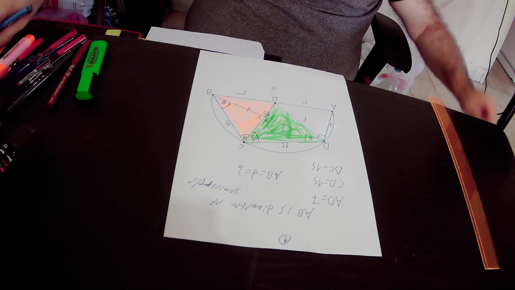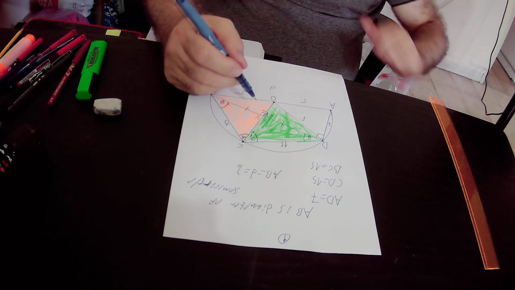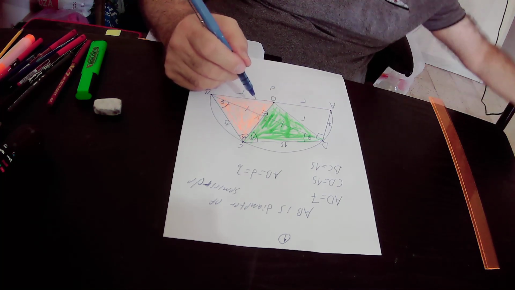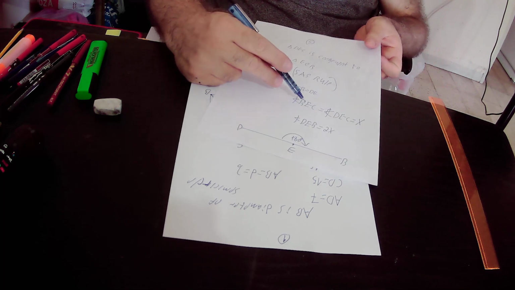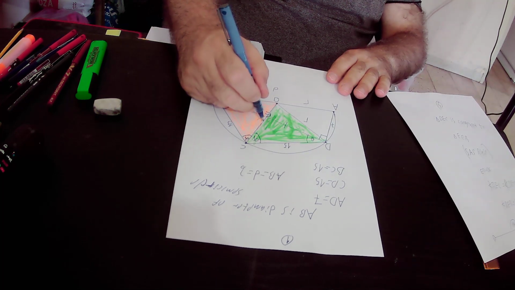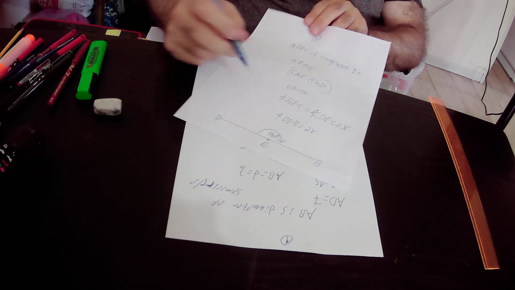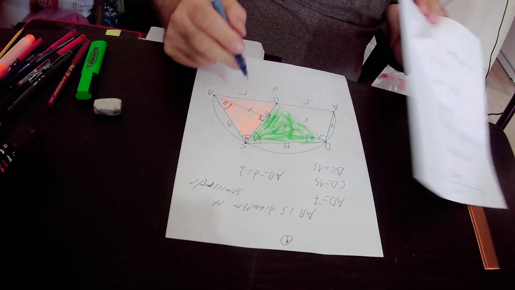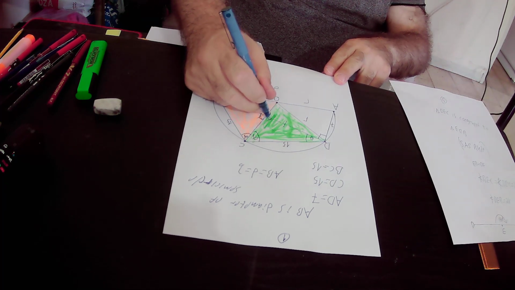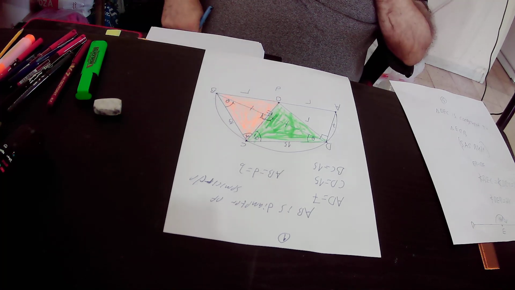So actually angle x is angle BEC. BEC is angle x. So this angle equals 90 degrees. And also angle DEC is x, so this angle also equals 90 degrees. Okay?